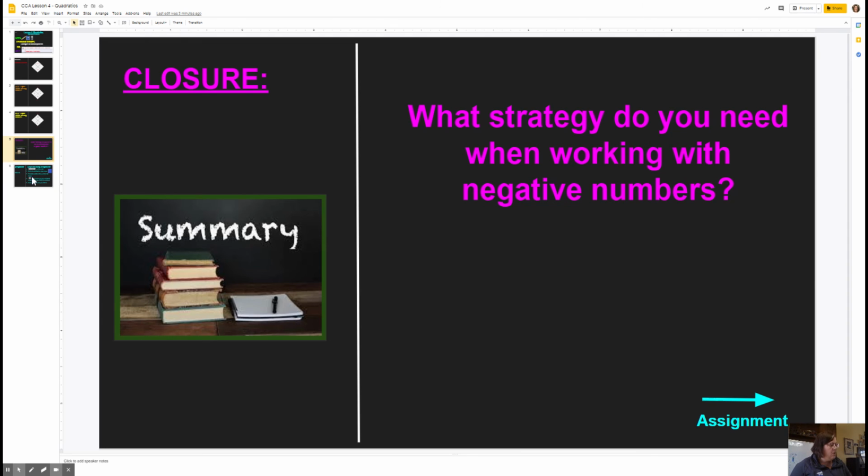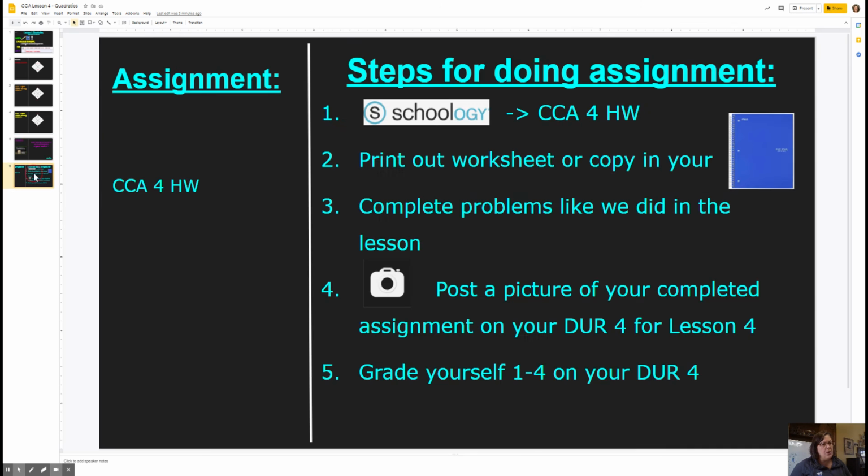All right, and when you are finished with your closure, you can go ahead and go into Schoology in the Lesson 4 folder, and you're going to see your assignment in there. I do want to show you one thing about that assignment. It is actually in Google Drawings, so I just want to show you what it's going to look like when you open yours up.